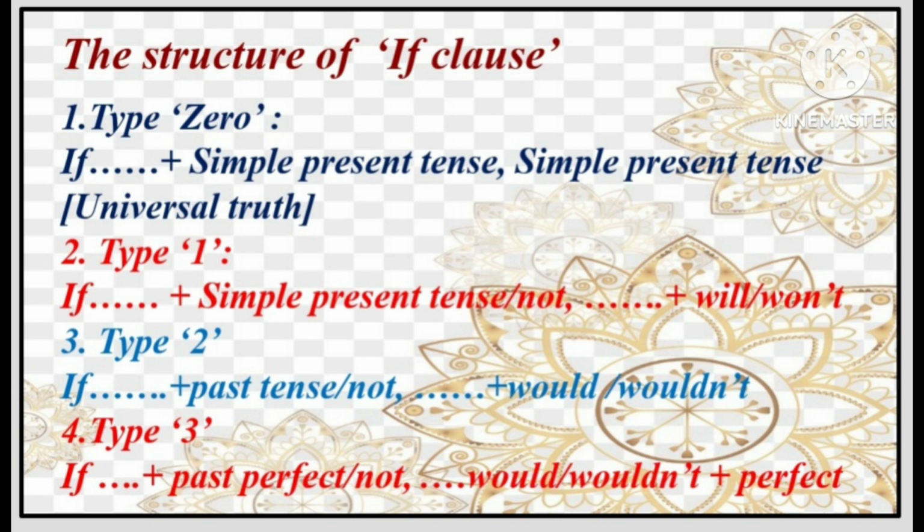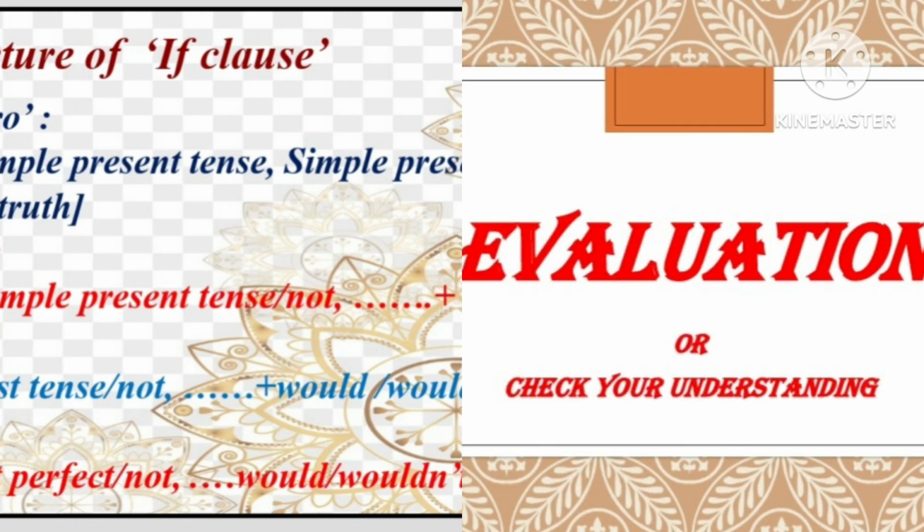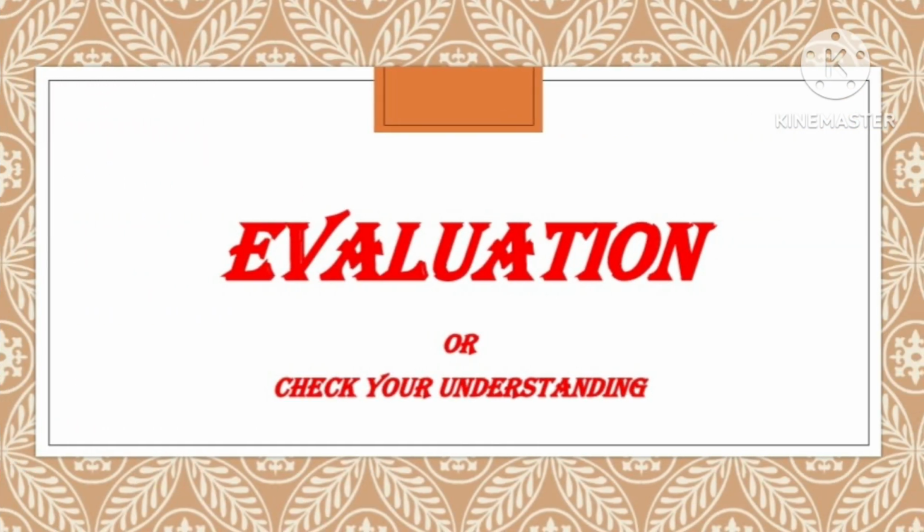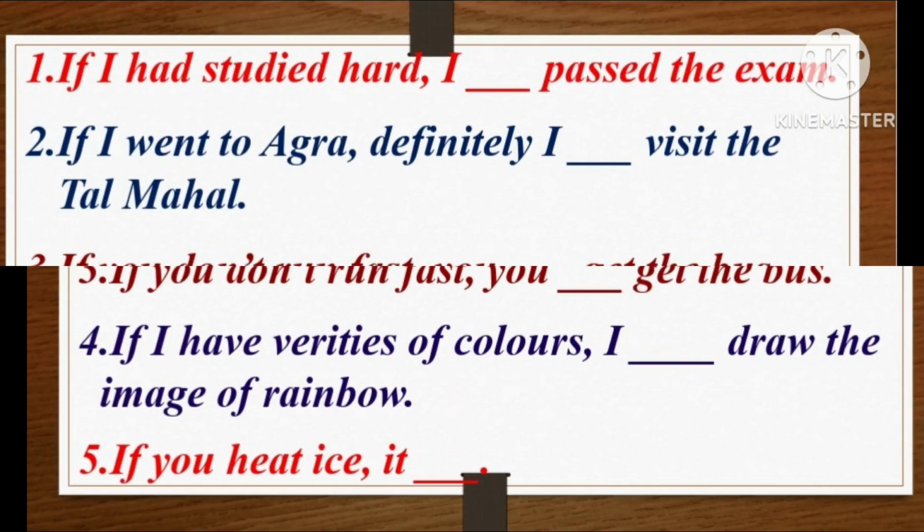Let us see the structure of type 2. If past tense in the if clause and would or wouldn't in the main clause. And the structure of the last type, type 3, is past perfect in the if clause and would or wouldn't have plus perfect in the main clause. Now it is a time of evaluation, or check your understanding. Let us see the examples.